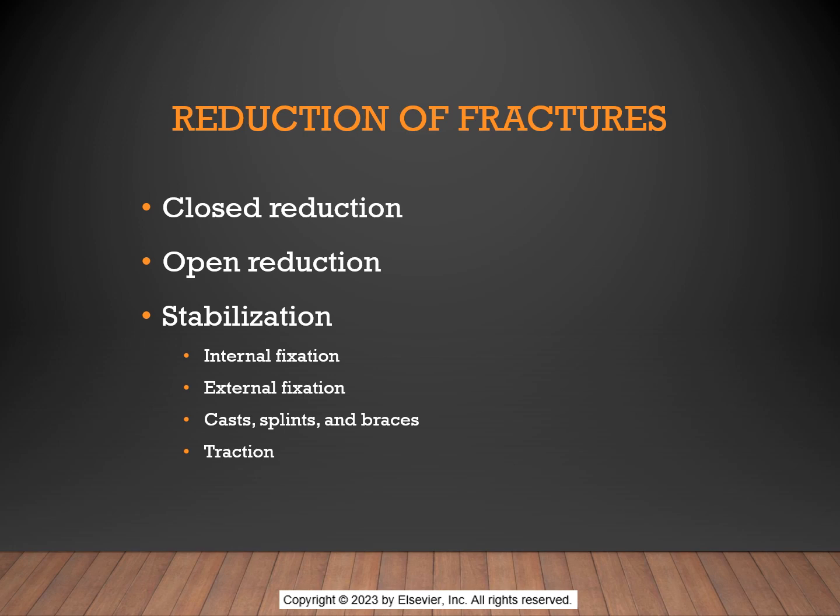There are two methods to reduce a fracture: closed reduction and open reduction. In closed reduction, the bone is manipulated into alignment and no surgical incision is made. A general anesthetic or heavy procedural sedation may be given before the fracture is reduced. An open reduction is performed after a surgical incision is made through the skin and down to the bone at the site of the fracture. There are 4 methods of stabilizing a fracture after it's been reduced: internal fixation, external fixation, casts, splints or braces, and traction.